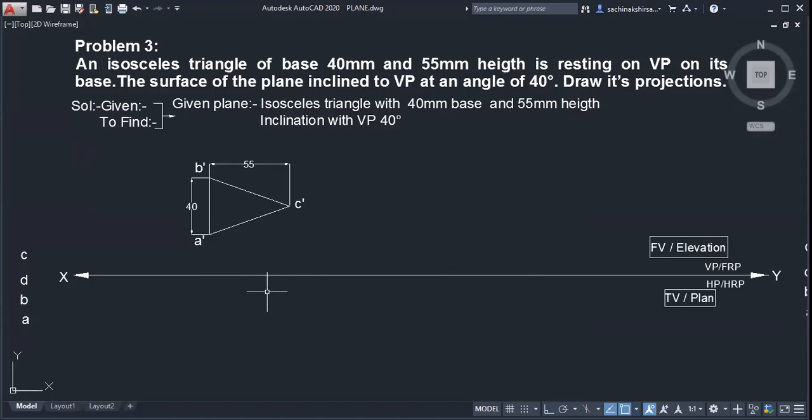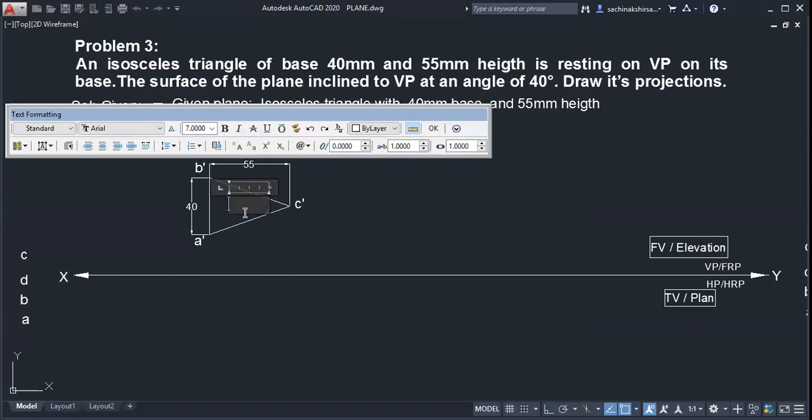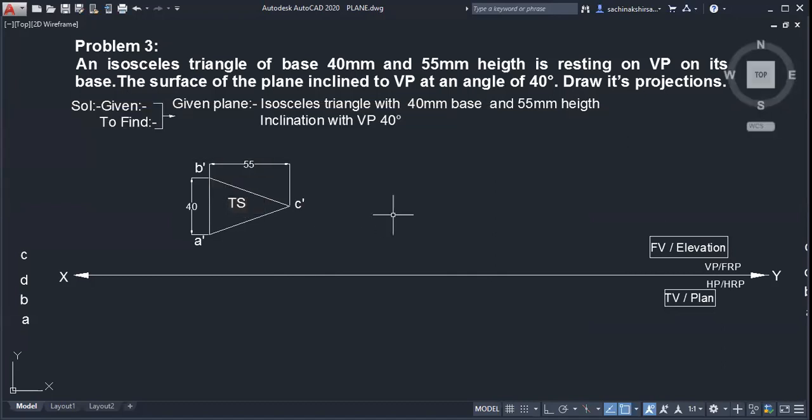So what is this? It is a true shape. Let us give that also. So we have drawn the true shape of the isosceles triangle in front view or in VP. Why we have drawn it in VP? What will be your answer? Because the plane is resting on VP. This word is most important. It is resting on VP. That's why we have drawn in front view or in VP.